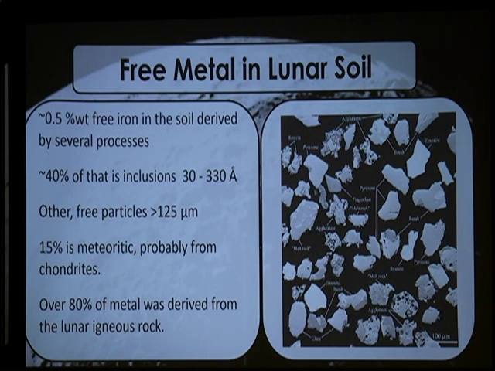They're not. They're little particles of iron embedded in the glass on the surface of the dust grains. But there are free metal particles that are sand grain sized. And when you study the composition, only about 15% of them came from meteorites, probably from chondrites, which are those clay meteorites. The other 80% of the metal came from the lunar rock itself.